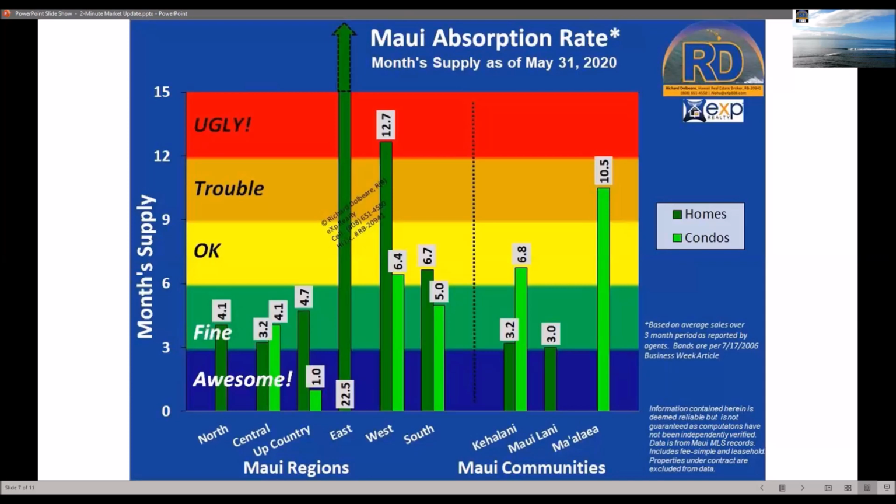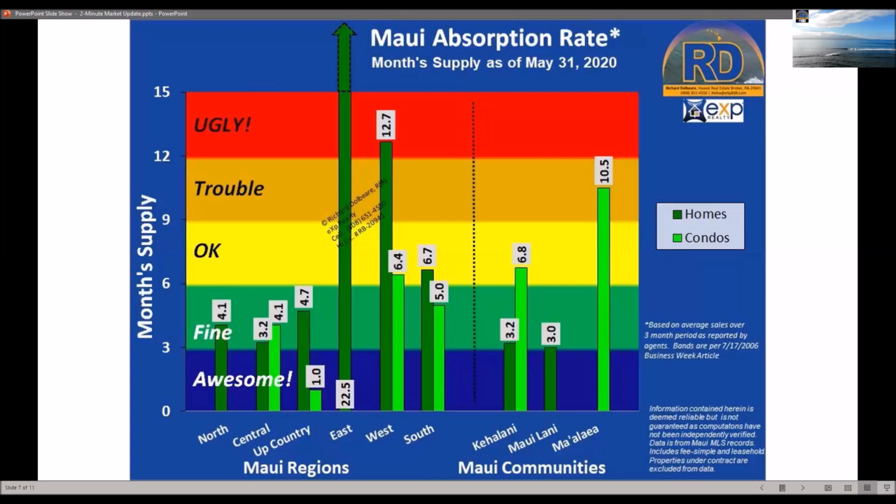3 to 6 months is fine. 6 to 9 months is considered okay. So both the green and the yellow are pretty much close to a balanced market. Again, a balanced market is 6. So 3 on the upper end takes you to 9. 3 on the lower end takes you to 3 months. Both of those are pretty close to a balanced market.